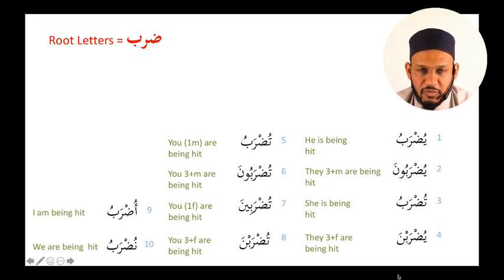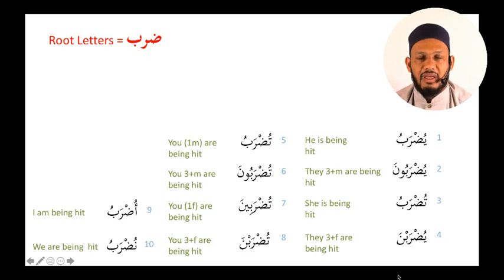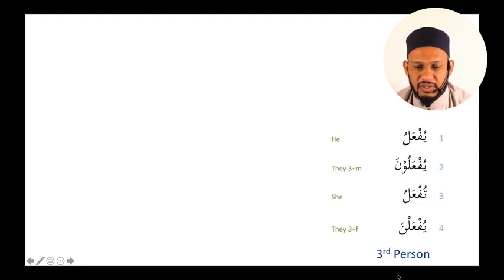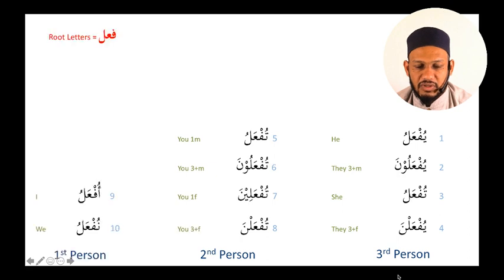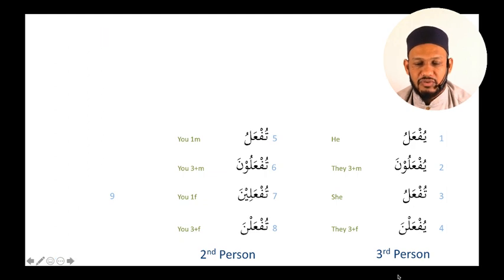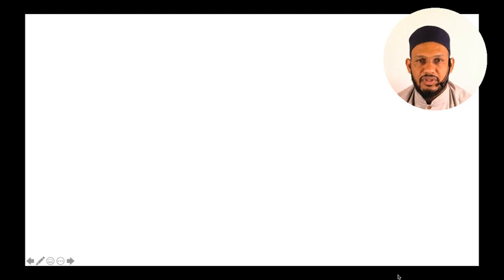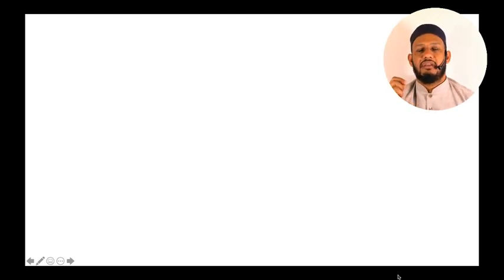Basically what I would like you to do for homework is write out the scale yudrabu with translation and memorize it. And also write out the fa'ala version, which is the yuf'alu version, with translation. It's a bit awkward, because yuf'alu means he is being done upon. Yuf'aluna, they are being done upon. And I'd like you to write out the yunsaru version. So 3 scales, inshallah. The yuf'alu, the yudrabu, and the yunsaru.